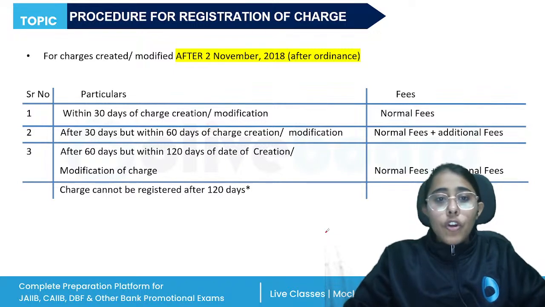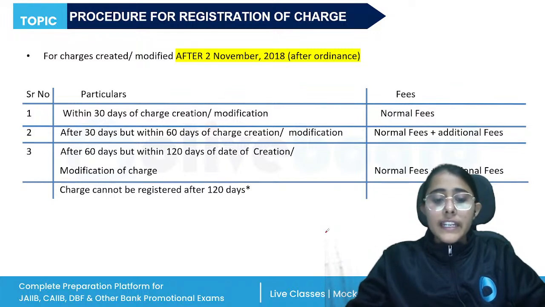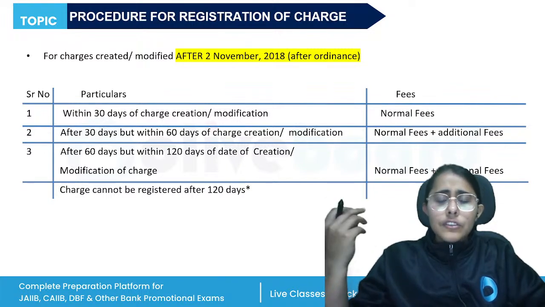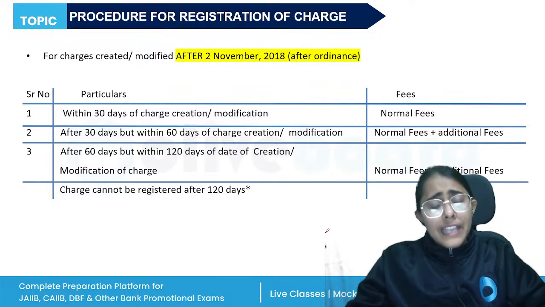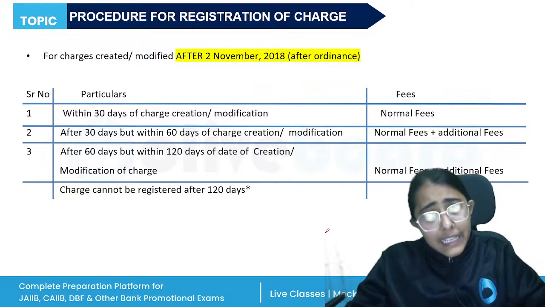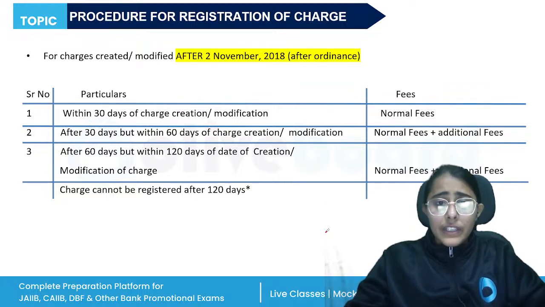Now, an ordinance was made in 2018. Before this ordinance, the charges that were created or modified had to be registered within a period of 30 days with normal fees, then beyond 30 days to 300 days with normal and additional fees, then again additional 6 months were given, right?